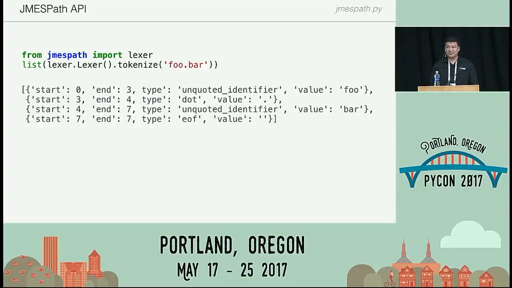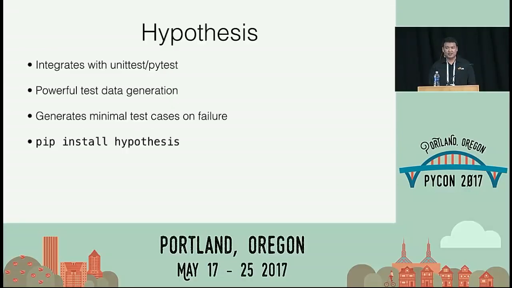So you just pip install hypothesis. You use your existing test runners. You don't have to use any new executables. You just add it to whatever test suite you have.